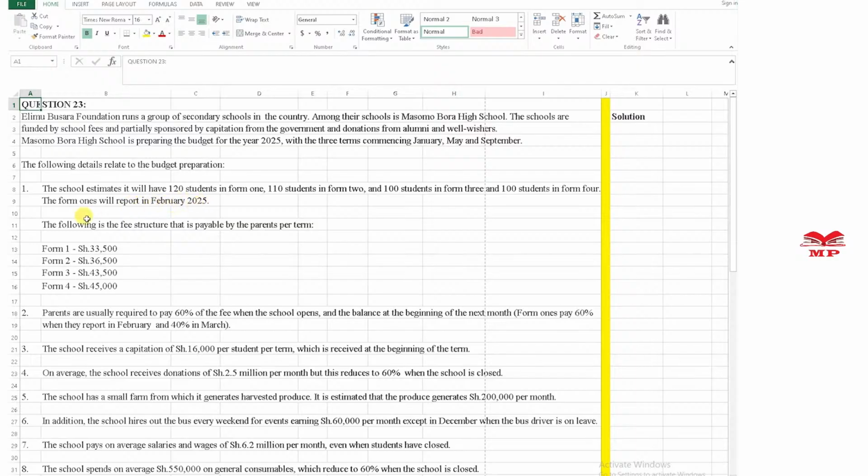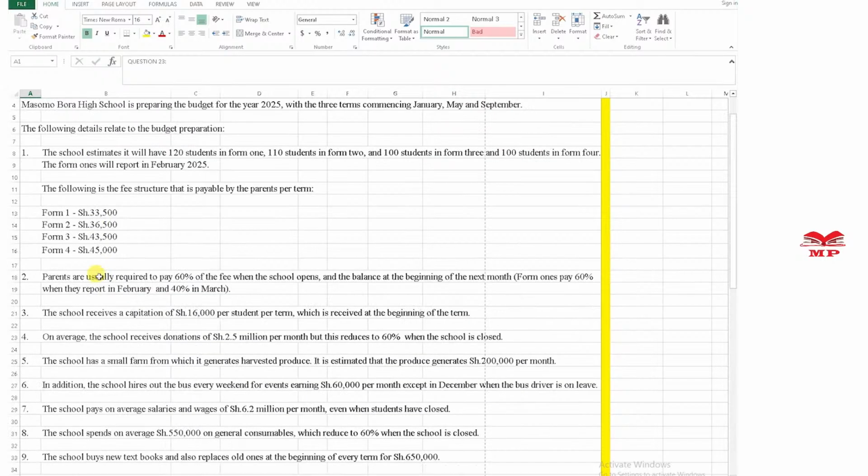The following is the fee structure that is payable by the parents per term. Form 1, 33,500. Form 2, 36,500. Form 3, 43,500. Form 4, 45,000.